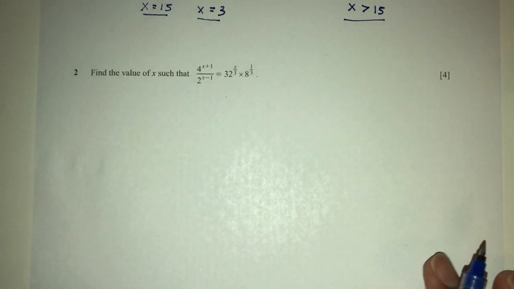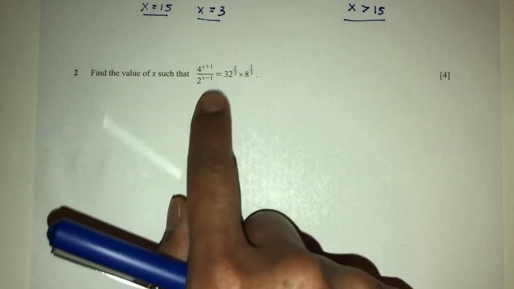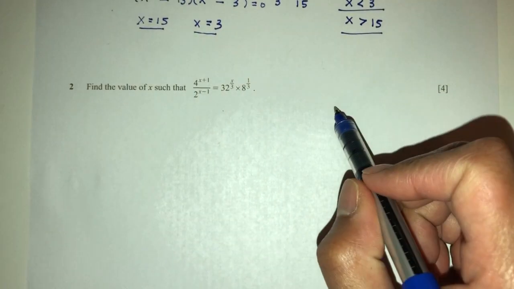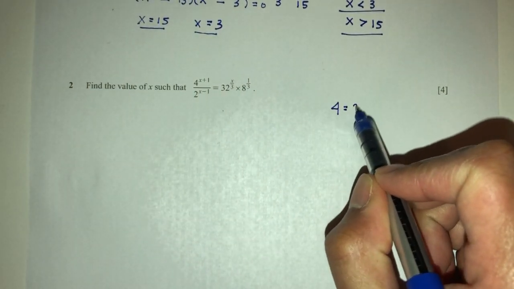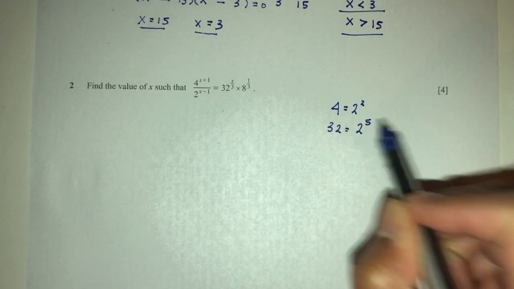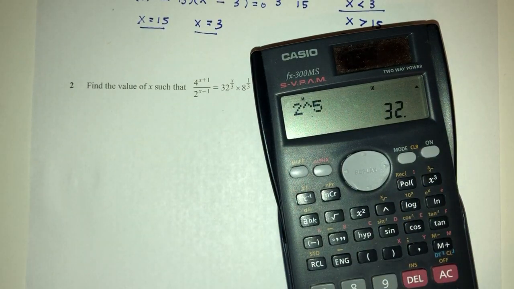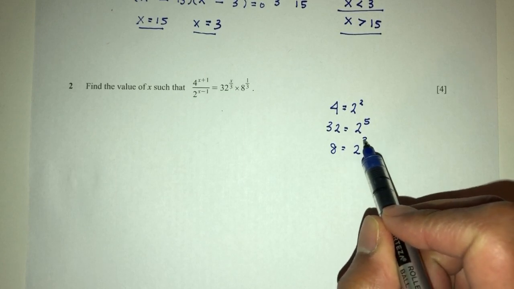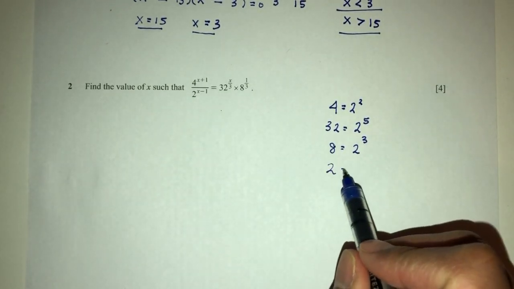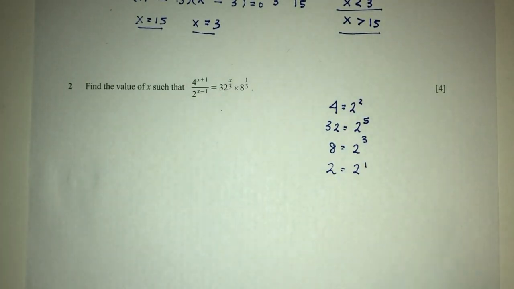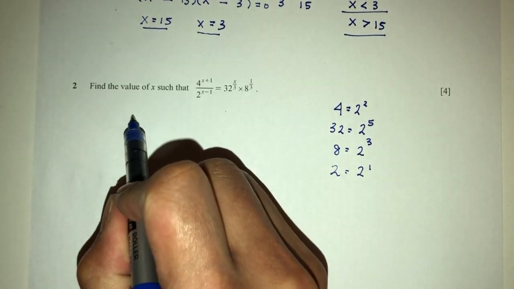Now question number 2, we have to find the value of x such that we have this equation. So now we just have to simplify everything step by step. So what is 4? 4 is 2 power 2. What is 32? It is 2 power 5. Let's check. So 2 power 5 is 32. Good. Now what is 8? 8 is 2 power 3. And what is 2? 2 is just 2 power 1. Now let's replace all those values by the base of 2.